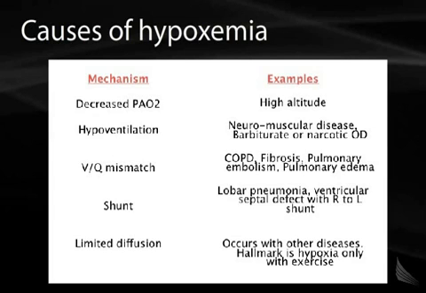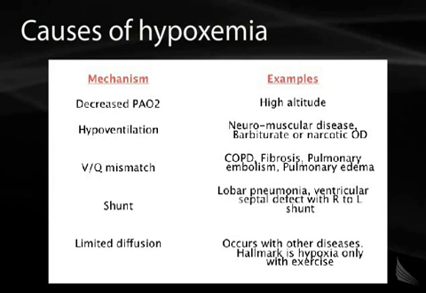The most common causes of hypoxemia are VQ mismatch and shunt. In general, if you're asked the question what the physiologic cause of low blood oxygen level is, the default answer is high VQ mismatch or abnormal VQ mismatch. This occurs in COPD, in pulmonary fibrosis, in pulmonary embolism, and pulmonary edema.